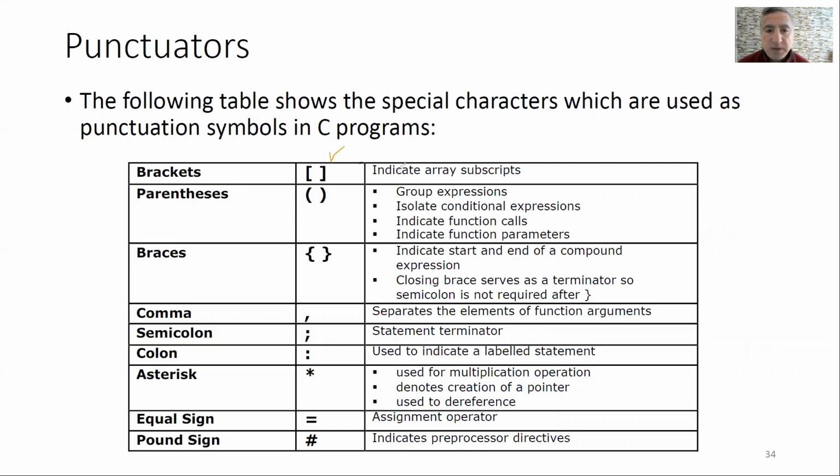Now let's move on to the brackets. In mathematics, we use brackets for identifying an array index. If the array is A, then A[i] means the i-th element of that array. Everybody knows. So it is the same in C, no problem.